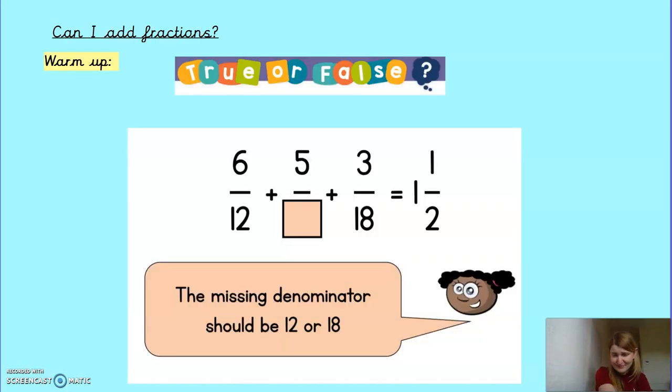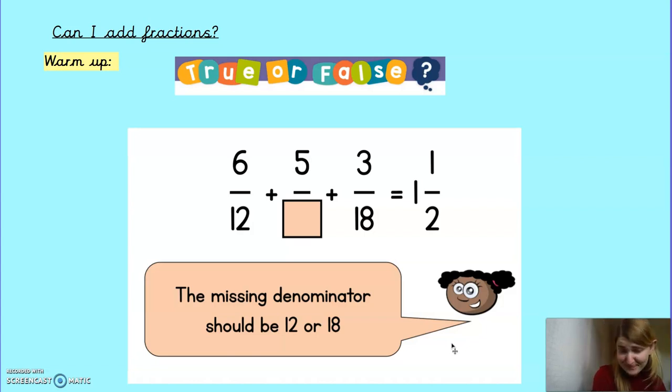Okay, so let's start with a bit of a spicy true or false to get your brain thinking. So we've got 6/12 add 5 something, add 3/18 equals 1.5. This person thinks the missing denominator should be 12 or 18. What do you think? Why don't you pause me, have a bit of an explore, come back and I'll show you how I did it.